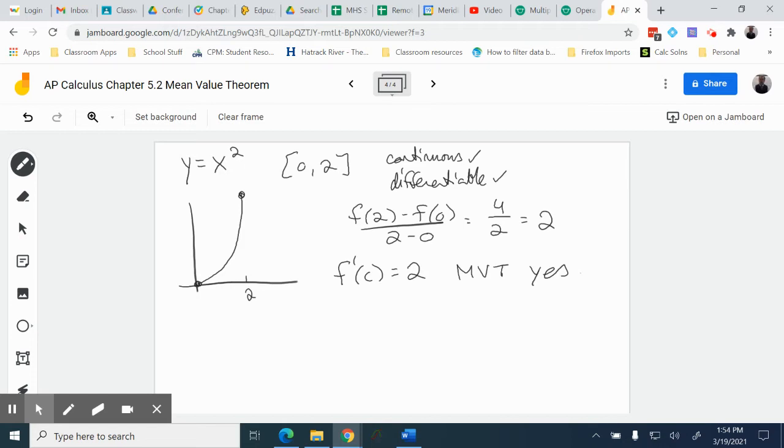F prime, right, the pen quit working. I have to reset the pen. We know that the derivative of x squared is 2x, which means that 2c must be equal to 2, which means that c must be equal to 1. Right here, there's the point. The slope of this line right here is 2.